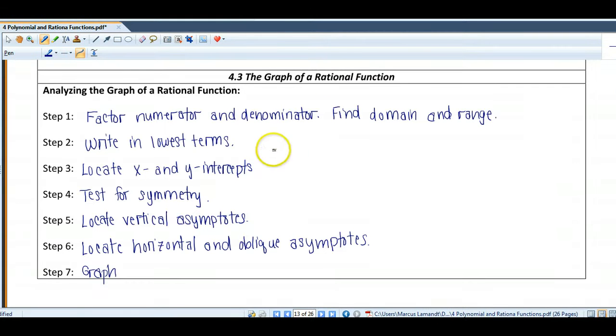Depending on what textbook you use and depending on who you have as a teacher, there are many ways to quote-unquote analyze the graph of a rational function. For the sake of this assignment, these are the steps that we're going to be following.